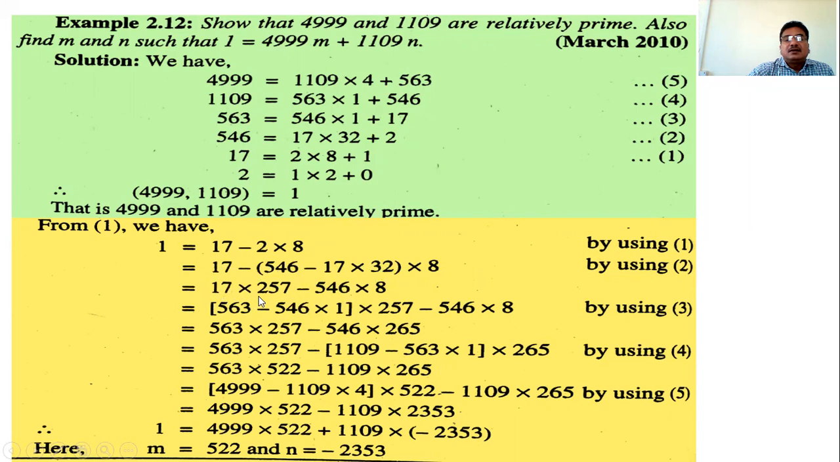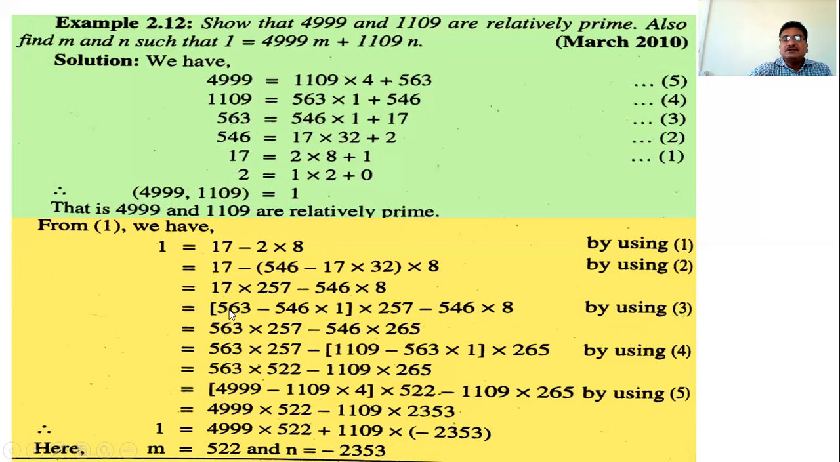That is 257 minus 546 into 8. Okay, then use equation number 3, that is, substitute the value of 17. So where is 17? Here is 17. So substitute 17 as 563 minus 546 into 1, into 257 as it is, minus 546 into 8 as it is, using 3.